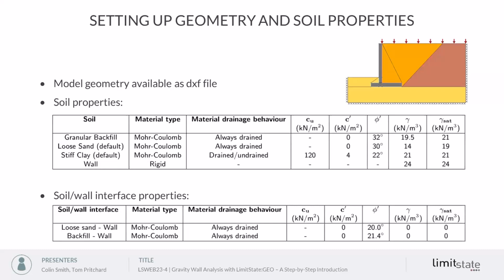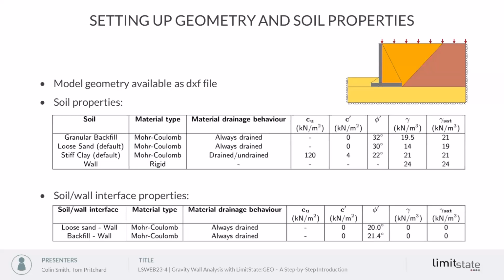So here you can see for the granular backfill, we're going to use a C' of 0 and a phi' of 32 degrees. The loose sand, we're going to use a built-in default material with a 30-degree angle of friction. A stiff clay as a default built-in material with an undrained shear strength of 120 kilonewtons per meter squared. For the wall, we're going to model as a rigid material, and later on we'll look at how we can model wall failure.